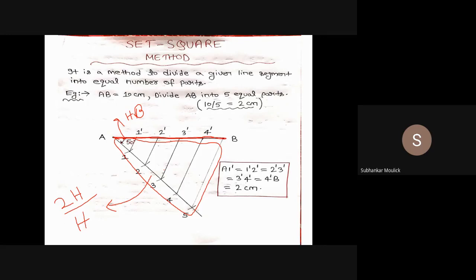In order to divide the given line segment into some equal number of parts, you have to do some additional constructions. Those additional constructions I have to draw by either 2H or H pencil, and the main construction I have to do with HB pencil. Is it clear?